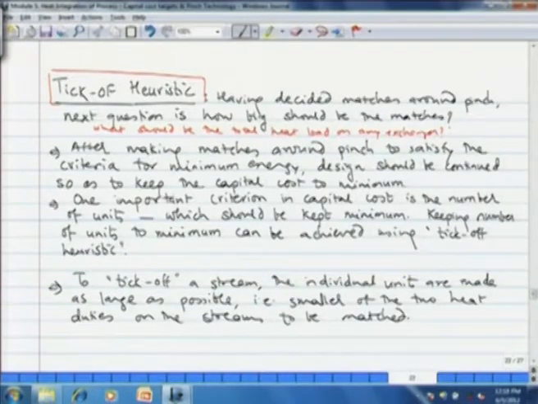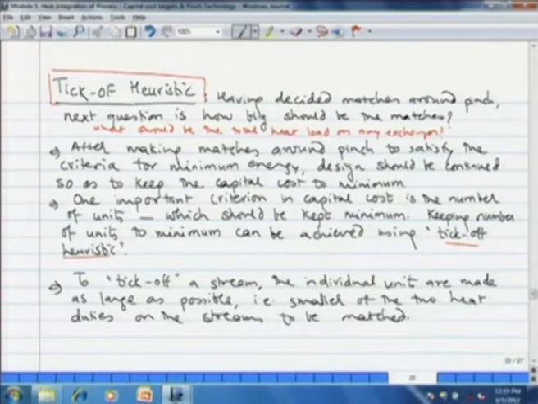After making matches around the pinch region to satisfy the criteria for minimum energy, the design should be continued so as to keep the capital cost to a minimum. One important criterion in capital cost is the number of units, which should be kept at a minimum. Keeping a minimum number of units can be achieved using what is known as the Tick-off heuristic. What is the Tick-off heuristic? To tick off a stream, the individual units are made as large as possible, in that the smaller of the two heat duties on the streams to be matched.